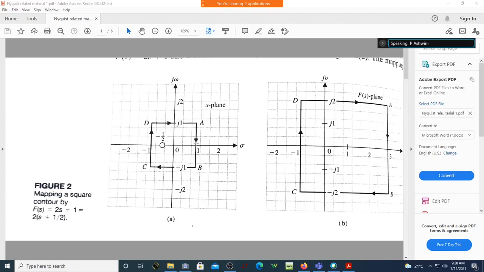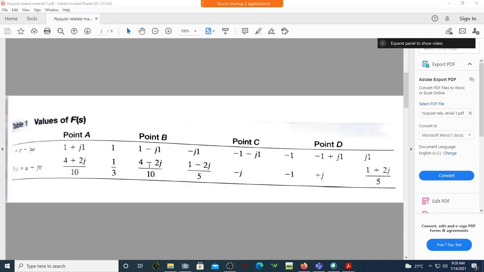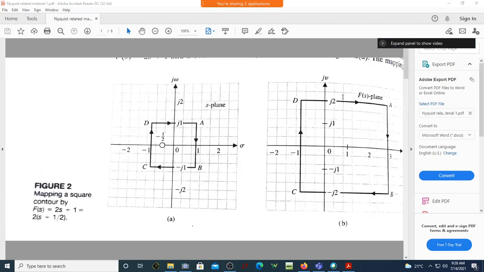Can you say this is 1? 1 is now replaced by 3 in this f of s plane. Likewise, if you substitute for each and every value of this A, B, C, D and the intermediate values, I'll get these as the contour values. If you take these contour values and join them, you will get this closed path.